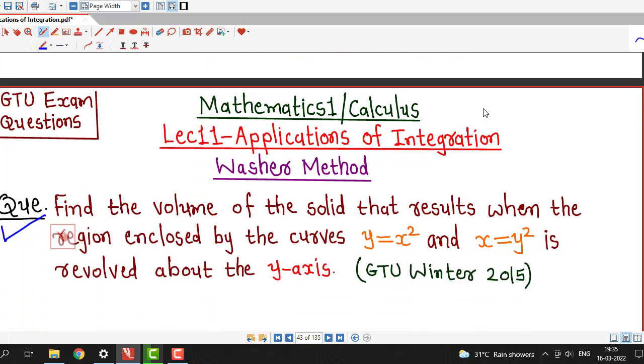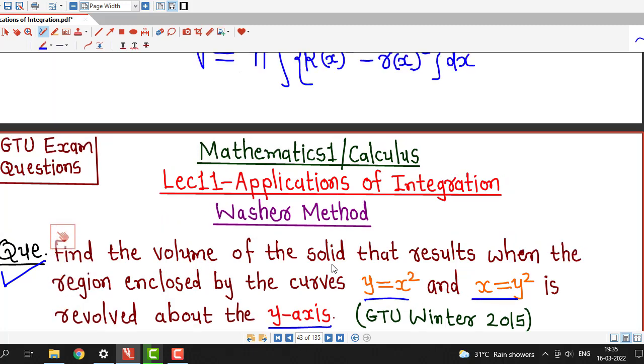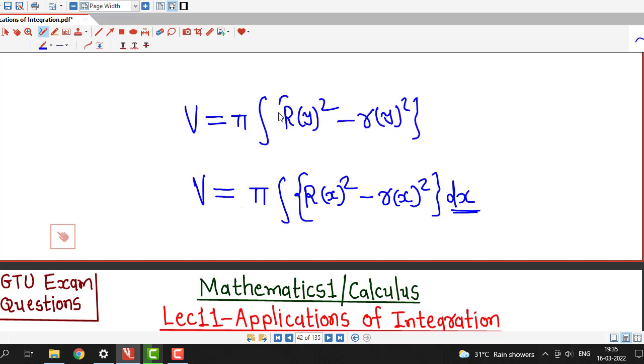Here we are going to rotate the region enclosed by the given curves about the y-axis. So our formula will have this form. Instead of integral with respect to x, we will integrate with respect to y, and the outer and inner radii will be functions of y. So we will discuss this problem using this formula: pi times the integral of outer radius square minus inner radius square, with respect to y.